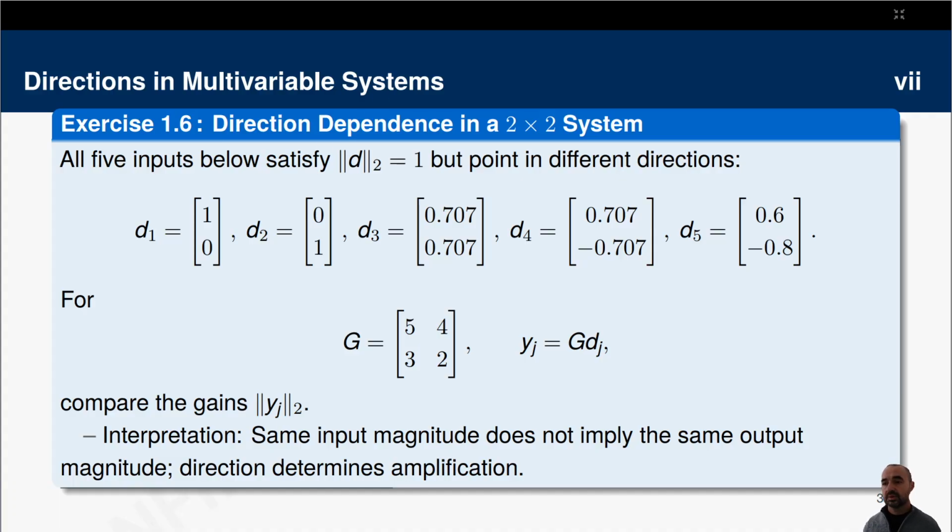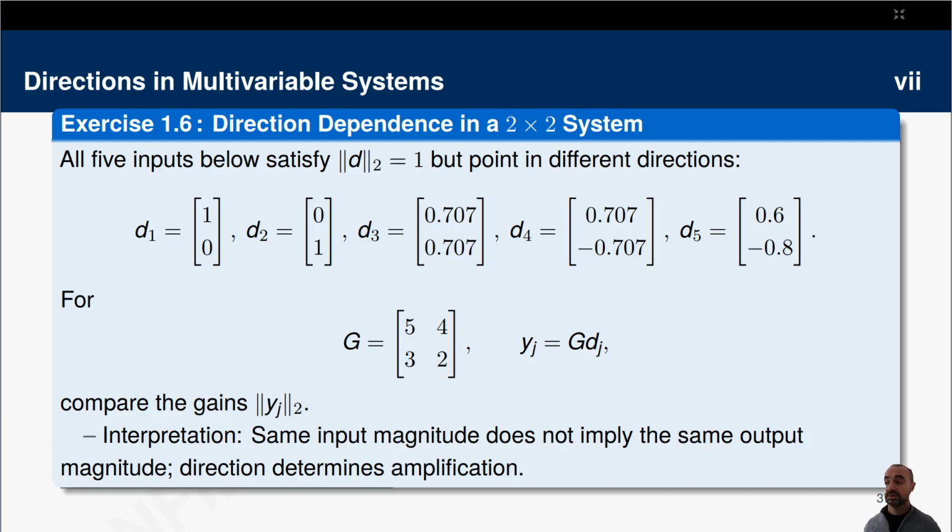All 5 inputs below satisfy 2-norm equal to 1, but point in different directions. Is 1 0, 0 1. Think about the 2 axes in the plane, and they all point in different directions. But in all cases, the 2-norm is equal to 1. So the energy is equal to 1. From this point on, when I say energy, I recognize that I'm talking about an energy-like quantity, and I know it.